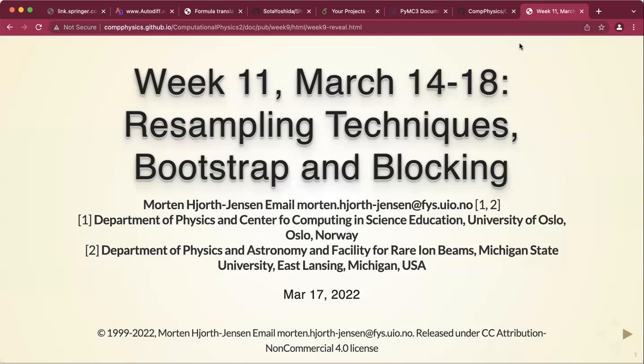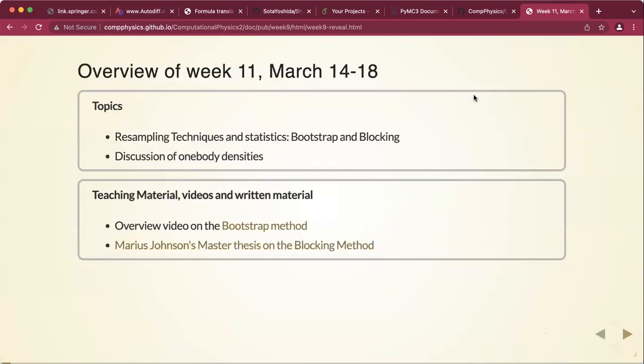Just to repeat a little bit of what we did last week in connection with the introduction to statistical methods and resampling techniques, we scratched the surface of this Bootstrap method. We tried to motivate why we do the resampling. So one of the things which we can do with the statistical tools which we have available is to be able to evaluate the statistical error.